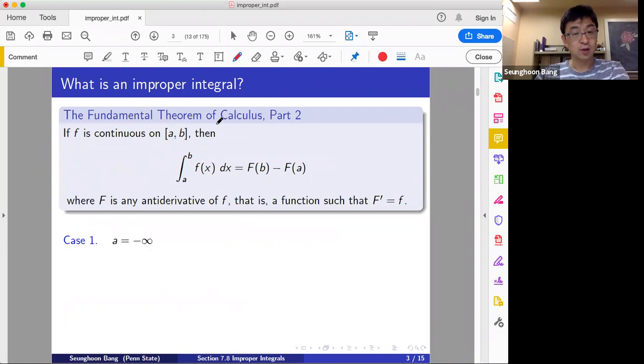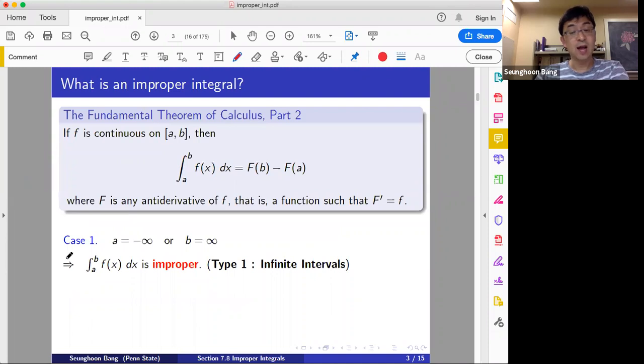We have two types of improper integral from the fundamental theorem of calculus. Case one, a is negative infinity or b is positive infinity. The integral from a to b of f of x dx is improper. We call it an improper integral of type 1, the infinite intervals.